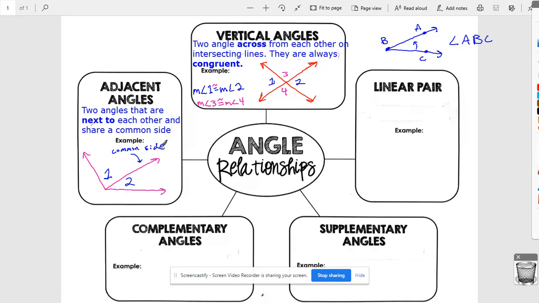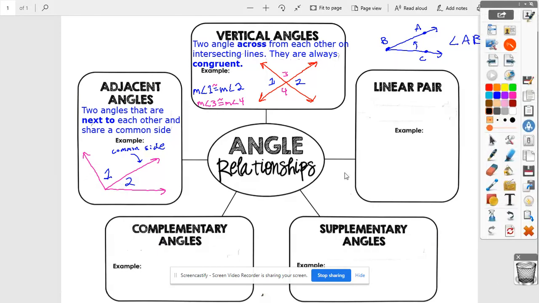And with adjacent angles, we know that these two angles have to add together to be the sum of this larger angle. So if we know that this larger angle is 100 degrees and we know that angle 2 is 20 degrees, we can do 100 minus 20 to get the measure of angle 1, which would be 80 degrees. So the biggest thing here, adjacent angles share this common side, and angle 1 plus angle 2 has to be the sum together to be this larger angle measure here.